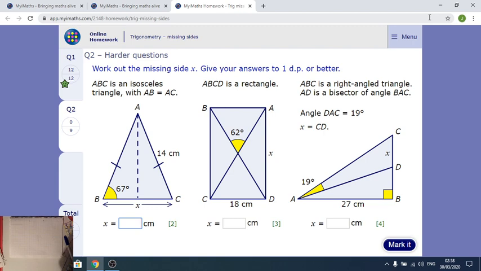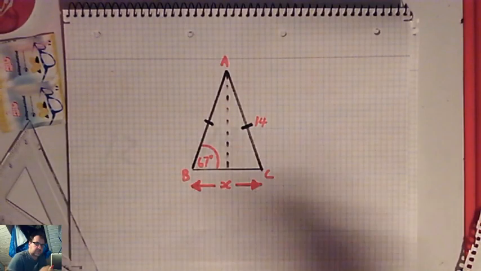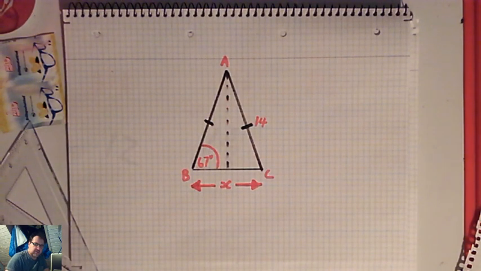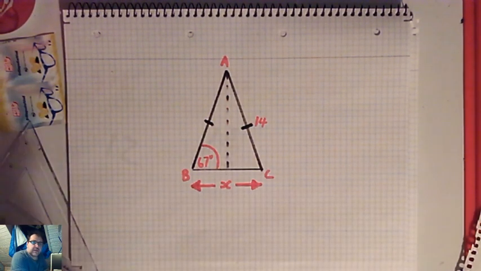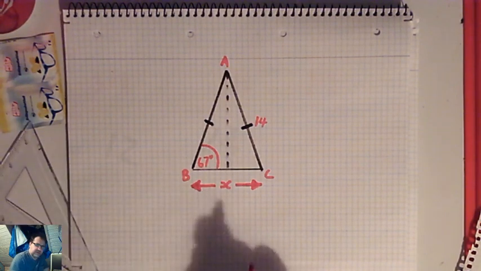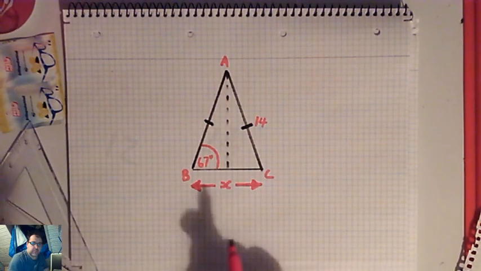Okay, so I'm on question 2 of the trigonometry missing sides iMaths exercise. So it's the harder questions. Okay, so we've got question 1 here. It says, work out the missing side x, give your answer to 1 decimal place or better.